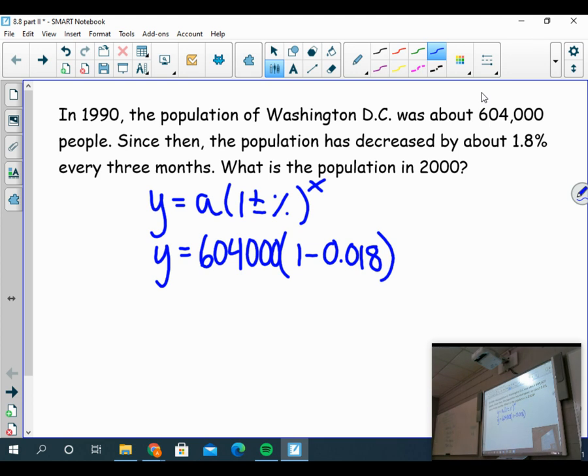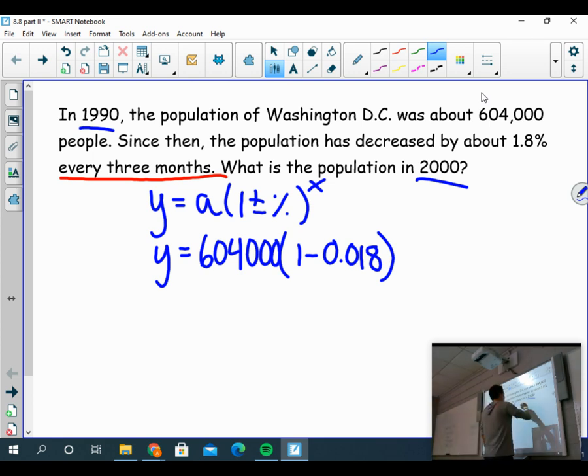And now we need to plug in our exponent, but this one's a little bit trickier. The temptation is going to be to go, okay, 1990 to 2000 is going to be my exponent. 10 years go by. But what we know here is it's decreasing by 1.8% every 3 months. Now, it would be appropriate to plug in 10 to our exponent if it was decreasing by 1.8% per year, but it's not. It's decreasing by 1.8% every 3 months.